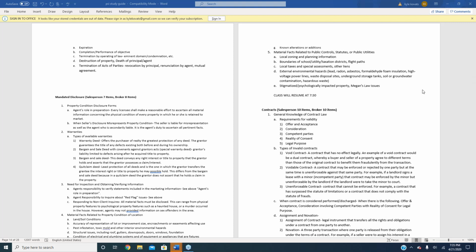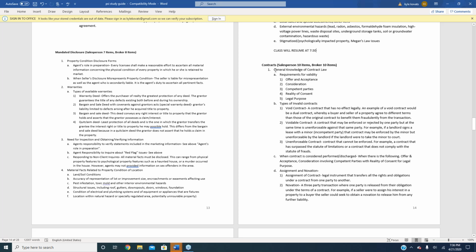All right, so let's get back here. Let's get into contracts. Contracts, page 14. There are 5 essential elements of a contract listed: offer and acceptance, consideration, competent parties, reality of consent, and legal purpose. I'll specifically note it says nothing about the contract being in writing. The contract is not required to be in writing because verbal and oral agreements are valid, just not enforceable. So again, there are 5 essentials as far as contracts are concerned.